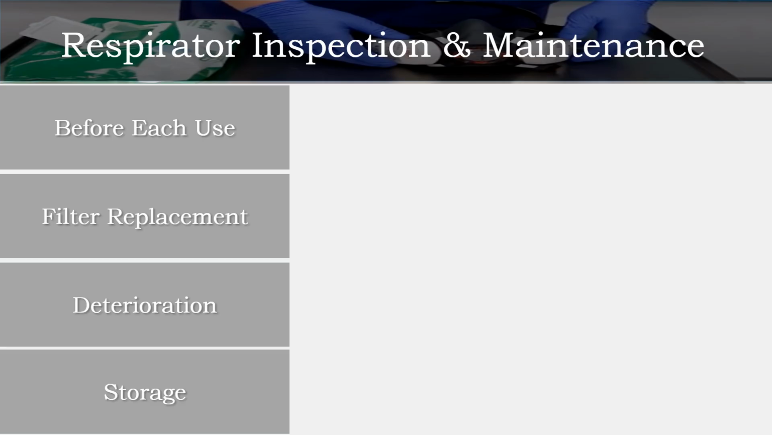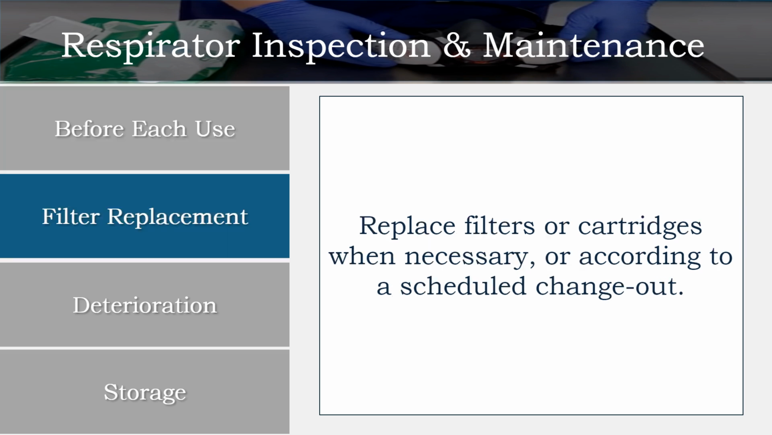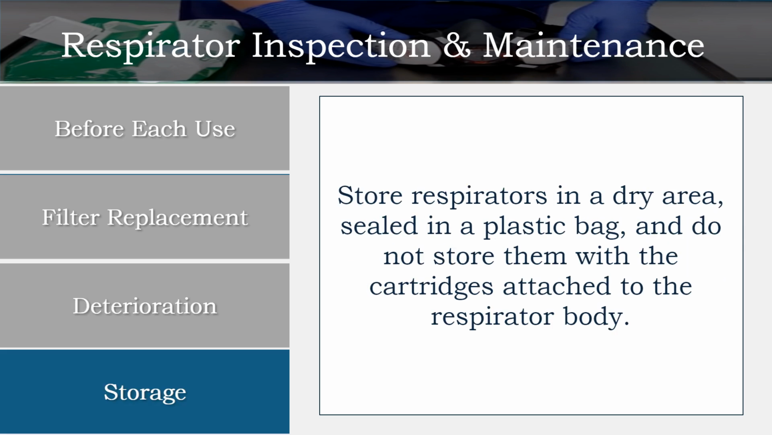For continued use, respirators must be inspected and maintained. The considerations include: before each use, inspect all reusable respirators for proper function, checking for damage to the facepiece, straps, valves, and connections. Filter replacement. Replace filters or cartridges when necessary, or according to a scheduled change-out. Deterioration. Elastomeric parts, like the facepiece and head straps, should be checked for pliability and any signs of deterioration. And storage. Store respirators in a dry area, sealed in a plastic bag, and do not store them with the cartridges attached to the respirator body.